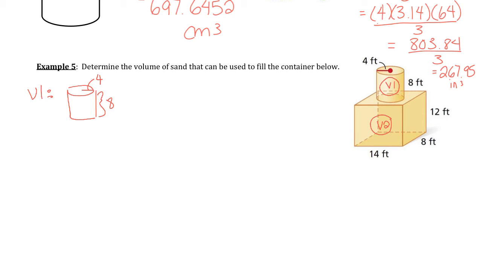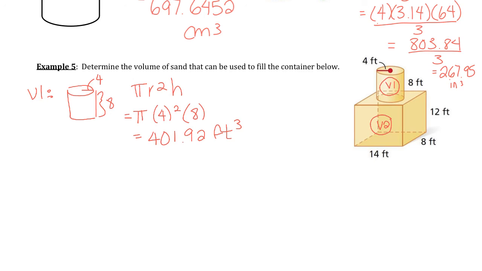So this is a cylinder. Again, I'm going to have pi r squared times the height. Okay, so I'm going to have 3.14 or pi. So let's maybe try using our pi button if we have our pi button on our calculator. My radius is 4 and my height is 8. So I get 401.92, and this is cubic feet.